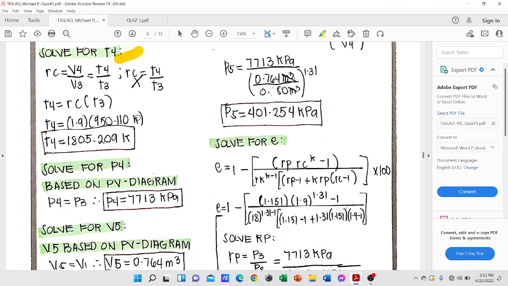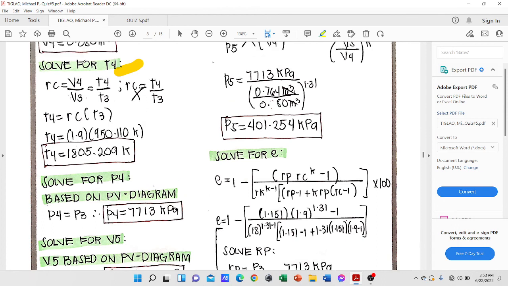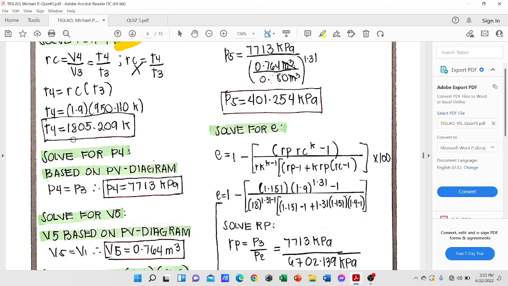So, kung cross multiply ko, makukuha ko yung final temperature na or yung T4 na T4 is equals to RC quantity temperature 3. So, T4 is equals to 1.9. Then, multiply natin sa 950.110 Kelvin na T3. So, T4 is equals to 1,805.209 Kelvin.